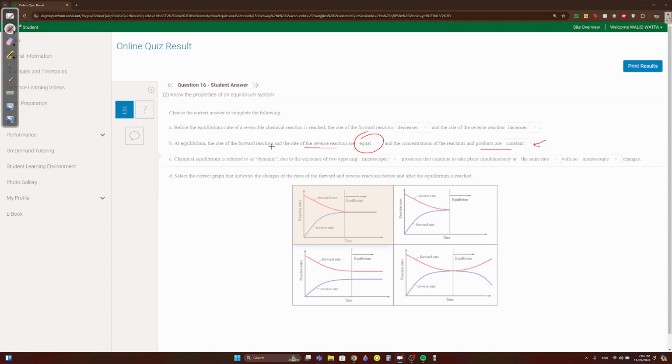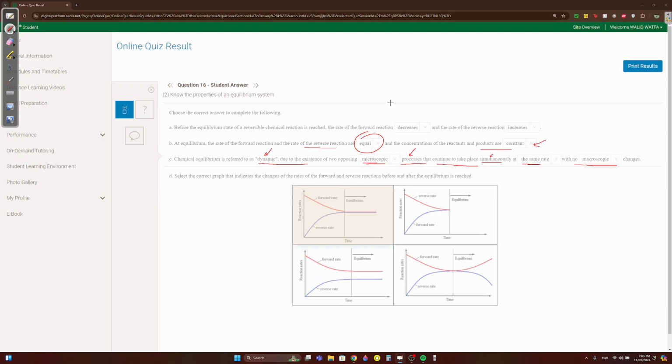When you say chemical equilibrium is referred to as dynamic, it's called dynamic because of two things. First, you have two opposing microscopic processes that continue to take place simultaneously at the same rate with no macroscopic changes. Let me explain this word by word. Microscopic is small. Process is something that's happening. What are the small microscopic processes that we cannot see? Surely the reactions.